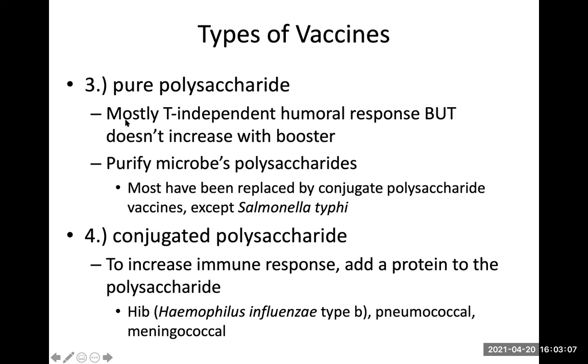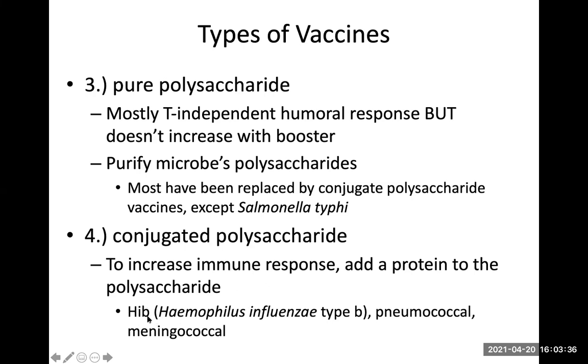Okay. So what we've done is we've taken these polysaccharides and we've conjugated them to a protein so that they will actually have an increased immune response. So Hib, pneumococcal, and meningococcal, they used to be pure polysaccharide vaccines that we've now modified, conjugated to give an enhanced immune response. So what is Hib?